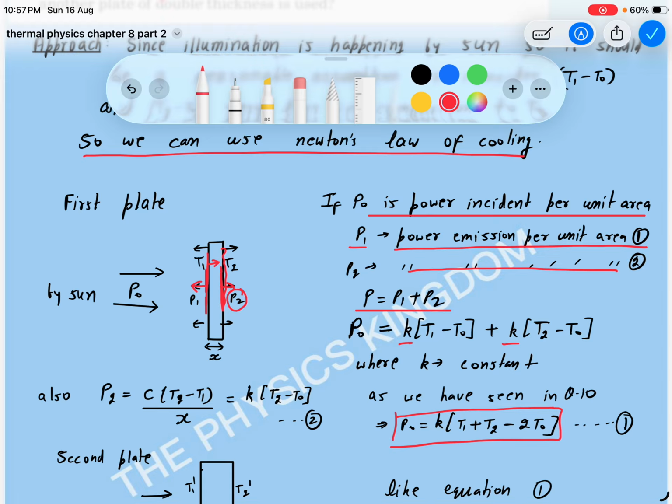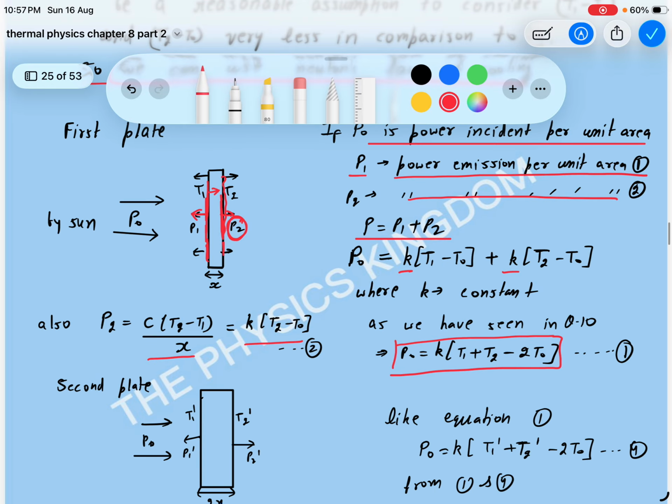It means this P2 that I am writing should also be equal to what? Heat transfer from plate surface 1 to 2 through conduction. So now this conduction formula, the thickness is X, unit area, right? C is constant, right? So thermal conductivity, T2 minus T1 upon X. So this should be equal to K T2 minus T0, right? So that is equation number 2. So two equations I am writing for plate 1.